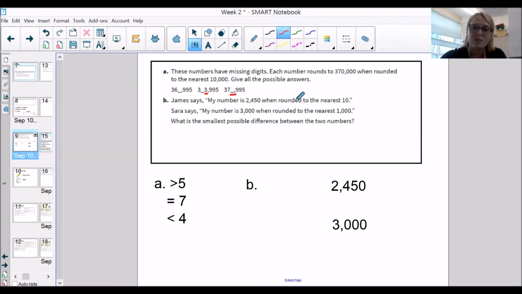Okay, so for B, the trickier question, the first thing you wanted to do is work out the smallest and largest possible answers for each of the statements that James and Sarah have made. Okay, so my number is 2,450 when rounded to the nearest 10. Okay, so mark our place. We want to look at the tens. Okay, so the smallest number is going to obviously be less than 2,450. Okay, and so the tens digit will go down to 1 less.